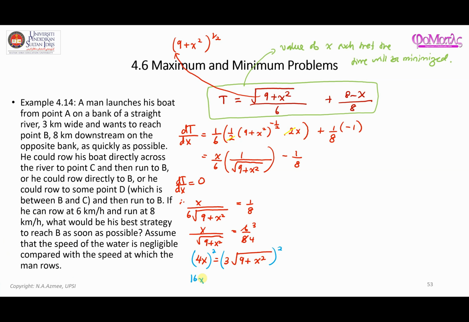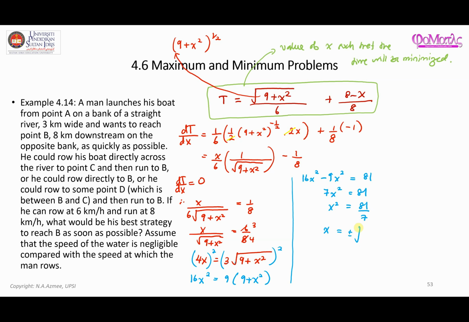So this becomes 16x squared. 3 squared will be 9. The square root sign is eliminated, so you have 9 plus x squared. Next you will have 16x squared minus 9x squared is equal to 81. 16 minus 9 is 7. So 7x squared is 81, and x squared is 81 over 7.